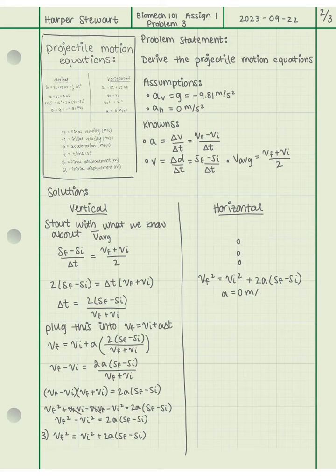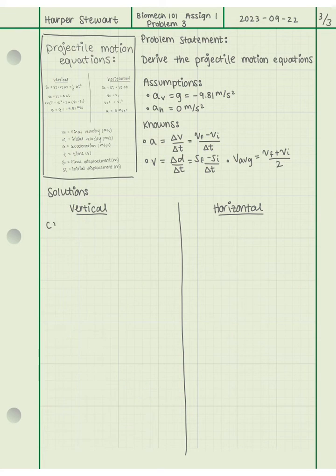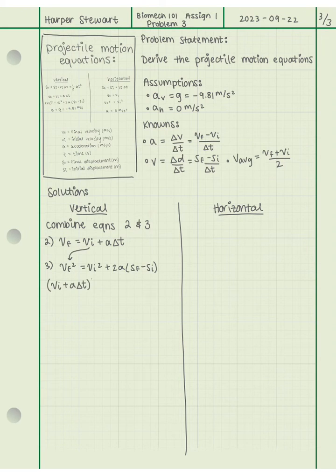but we know that acceleration is equal to 0 meters per second squared in the horizontal, so the term on the right-hand side cancels out, and we're left with velocity final squared equal to velocity initial squared. Now we're going to combine equations 2 and 3, taking velocity final from equation 2 and plugging it into equation 3, where velocity final is squared. We use some basic algebra: we take both of those terms, put them next to each other, and factor all of that out. When we do that, we're left with this long term.